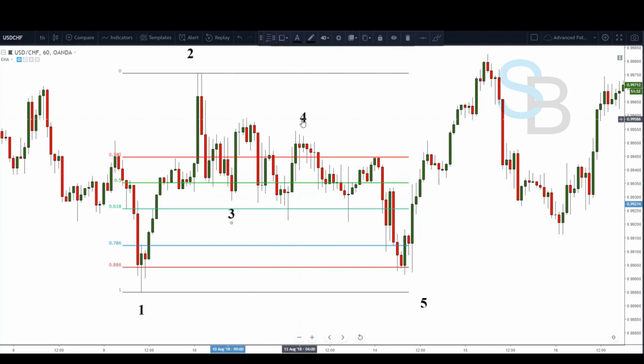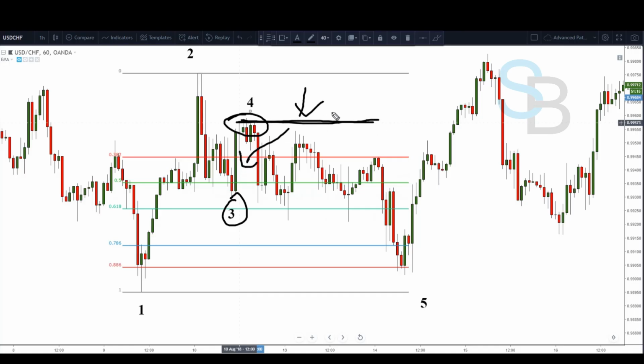So this is the correct way to look at patterns. We're looking at 1 to 2, 2 to 3 right here, 3 to 4, and unless this resistance is broken, unless the 4 point is broken, then our 3 point stays exactly where it's at as the lowest low before number 4, and our 4 point stays exactly where it's at as long as we don't get a new high above it.